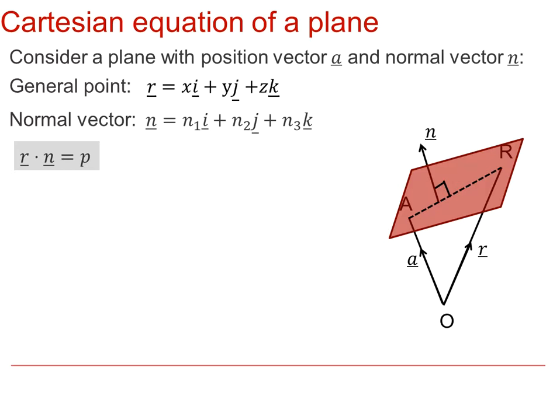Consider a plane with a position vector a and normal vector n, where a general point is r equals xi plus yj plus zk, and a normal vector n is n1i plus n2j plus n3k. Note that the n1, n2, n3 values give the normal vector whatever the constant value, and all planes with the same normal are parallel. The constant just gives the location, the constant in this case being the scalar product r dot n.